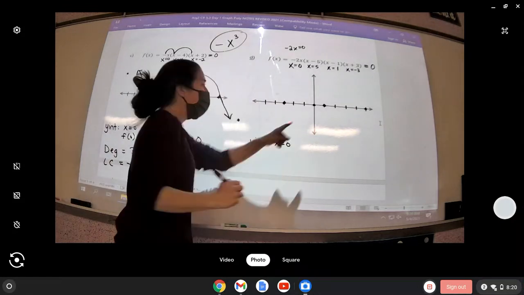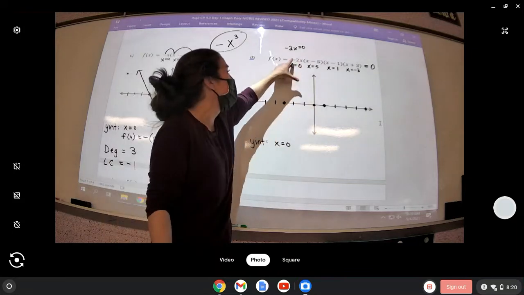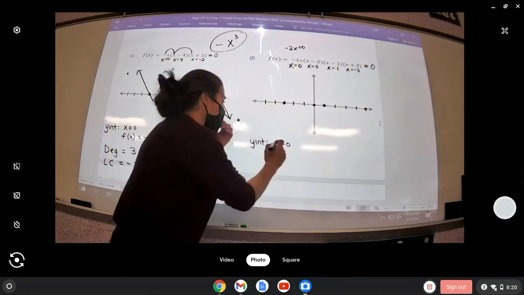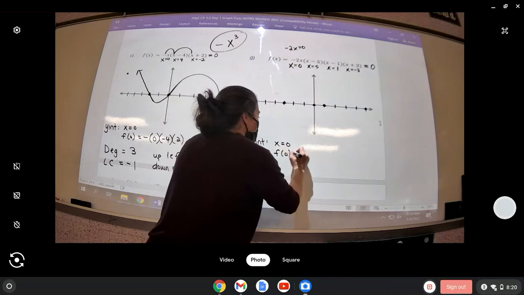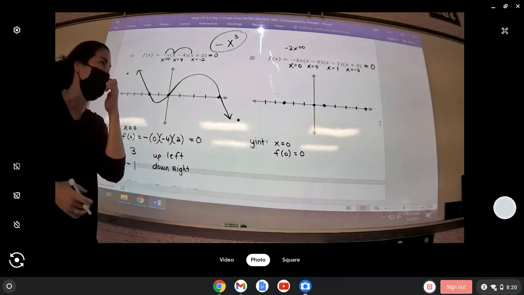All right, the y-intercept. Guys, if you have an x-intercept at 0, what is your y-intercept automatically going to be? 0, because you're going to plug a 0 in there. -2 times 0 is 0. 0 times any of that is going to be 0. So I'm not even going to show it because you should already know that's something you could skip. You know the y-intercept is going to be 0.